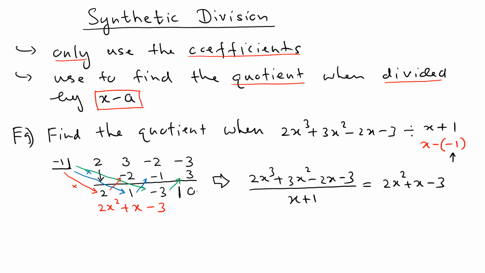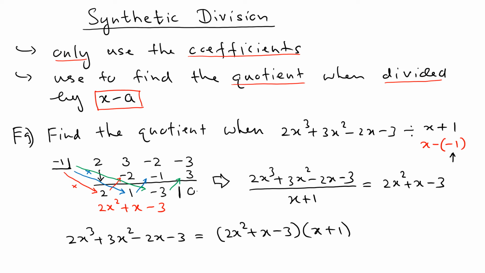This is one way to write it, or you can cross multiply and write it like this also. We can say 2x cubed plus 3x squared minus 2x minus 3 equals, write the quotient first, 2x squared plus x minus 3, and then you multiply by the divisor. We write it like that, and there is no remainder.